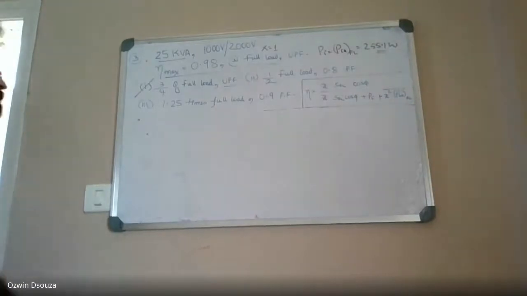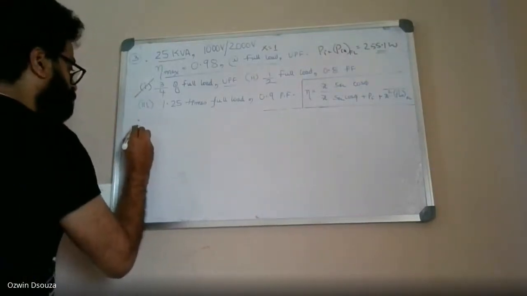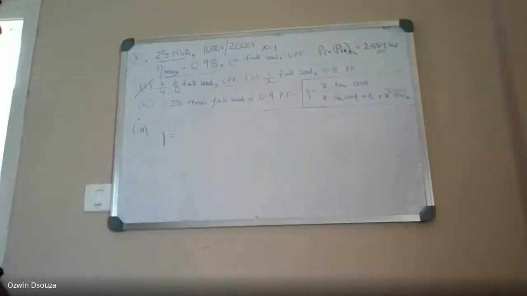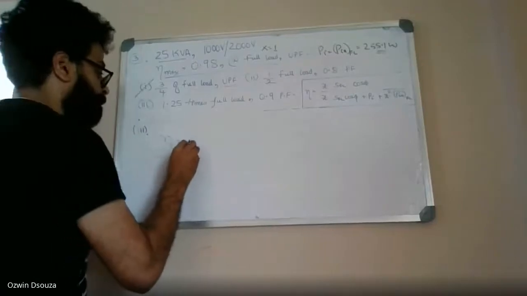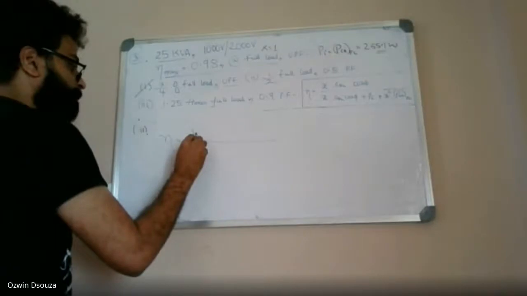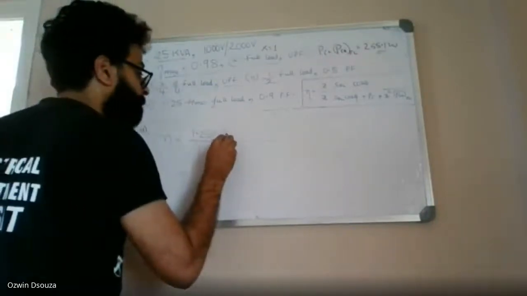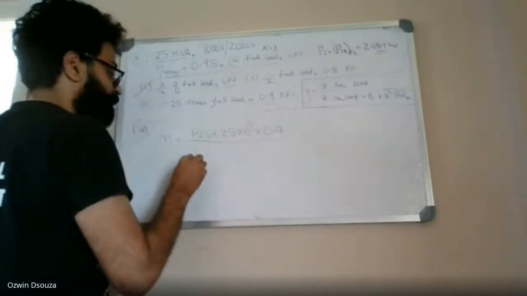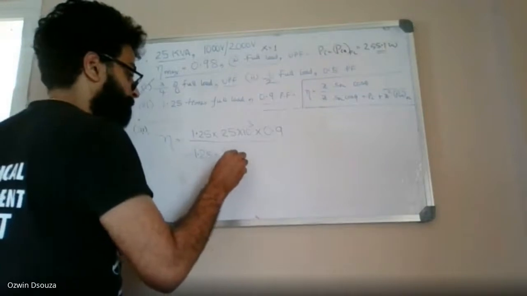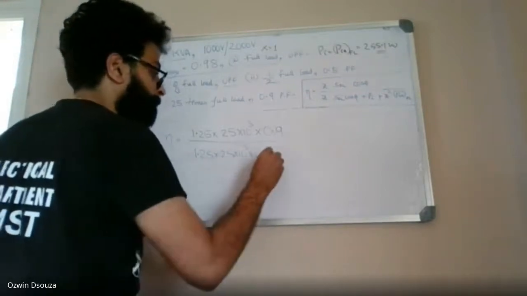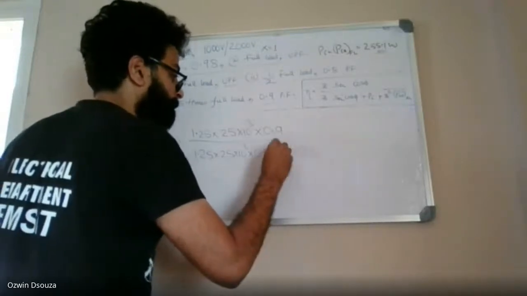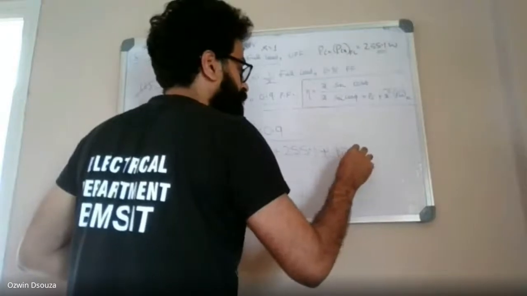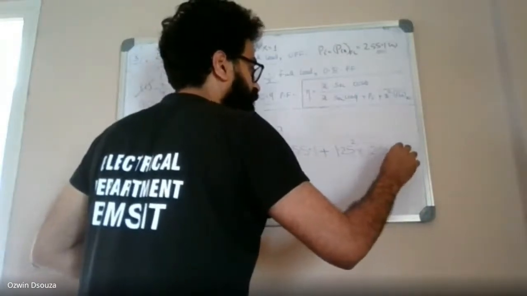And the third one, so eta is equal to X, which is 1.25, into rating into cos phi, divided by, plus iron loss plus X square times the copper loss. So that is 1.25 square into 255.1.